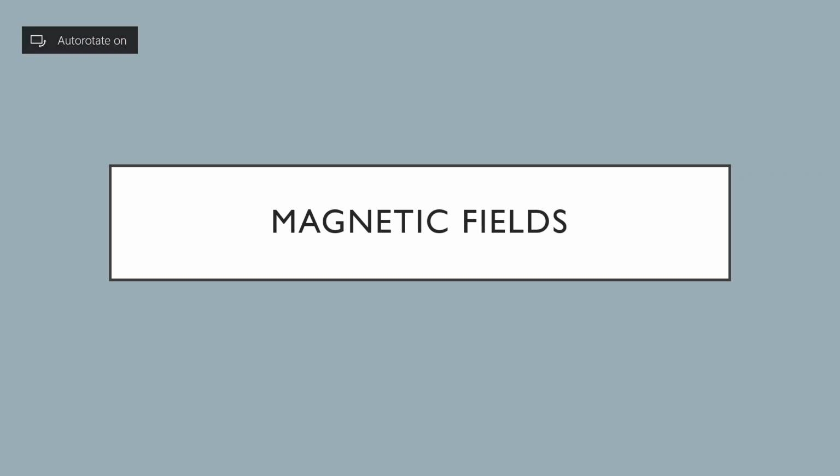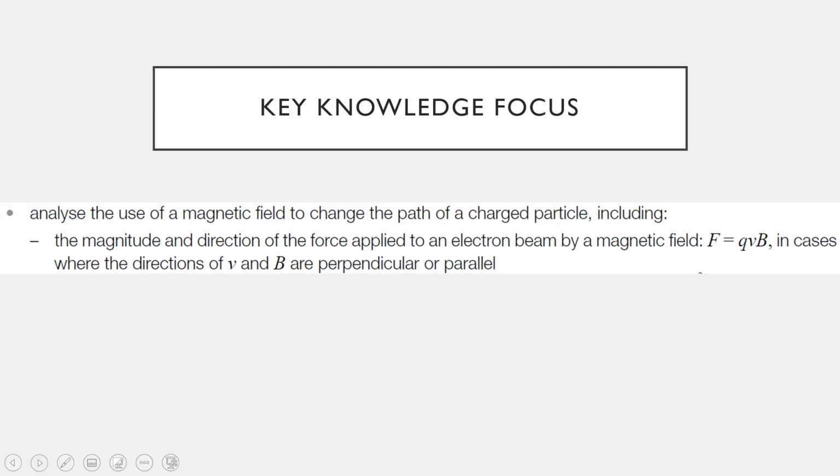And we're back with magnetic fields. In this video, we are going to look at the magnitude and the direction of the force applied to an electron beam or some kind of current by a magnetic field. We're particularly interested when the velocity of this electron beam or current and the magnetic field, which we're indicating with a B, is parallel or perpendicular to the velocity.